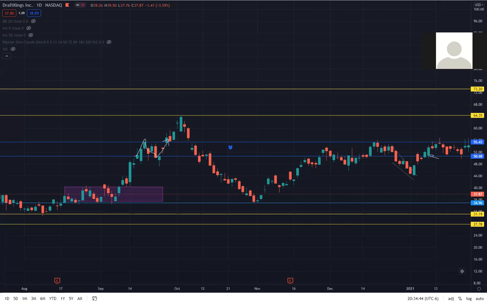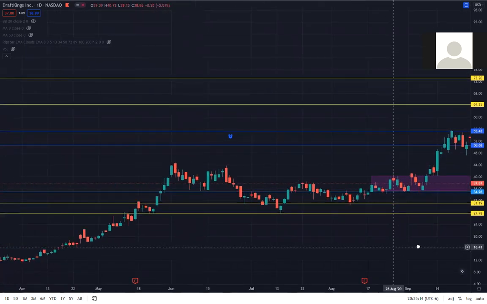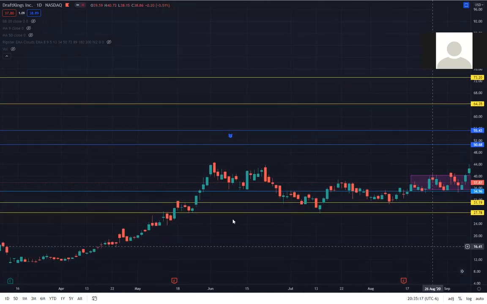Mhm. I'm just curious, what would you identify as the signal to jump in here? So let's say this hasn't happened yet. Let's say this was the present moment, and the price is right here. You see how it just broke out?